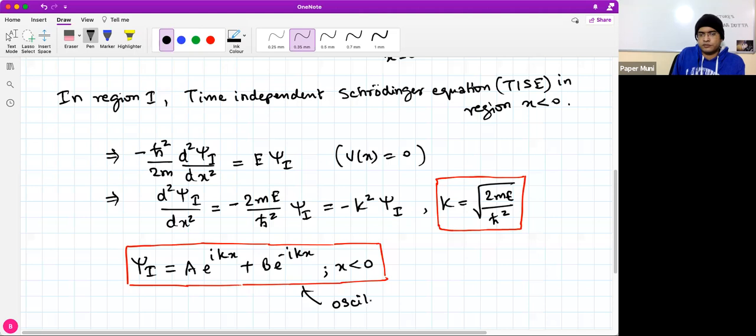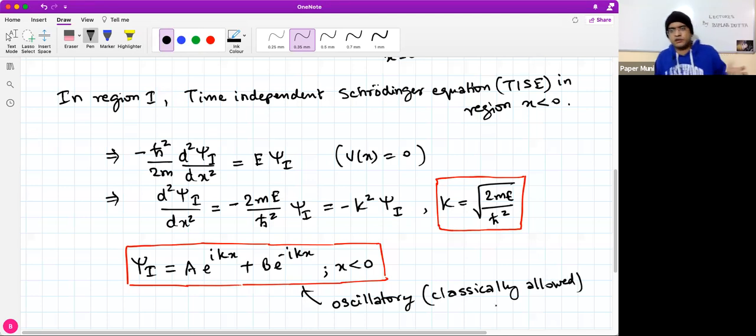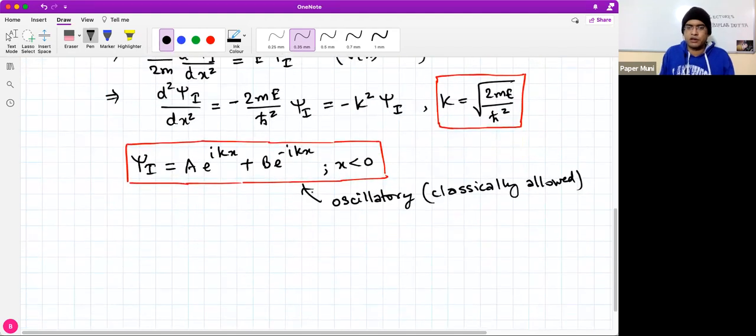This kind of behavior comes in the region which is classically allowed for the particle. It's just a name given to it, because the wave is completely formed, it's not decaying, it's not exponentially increasing. It oscillates. If you see the real part of this wave equation, you see an oscillatory wave form, like sine or cos, real or imaginary part separately. So we call this oscillatory.